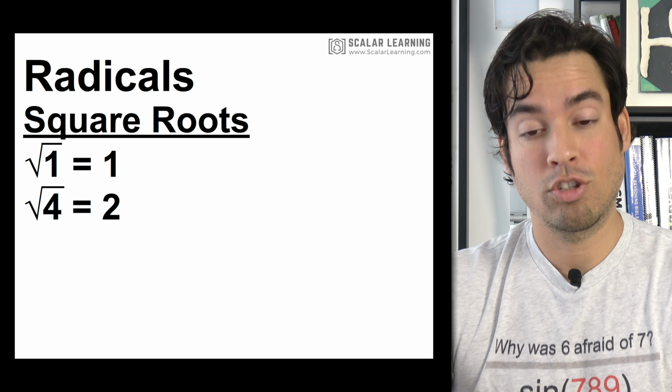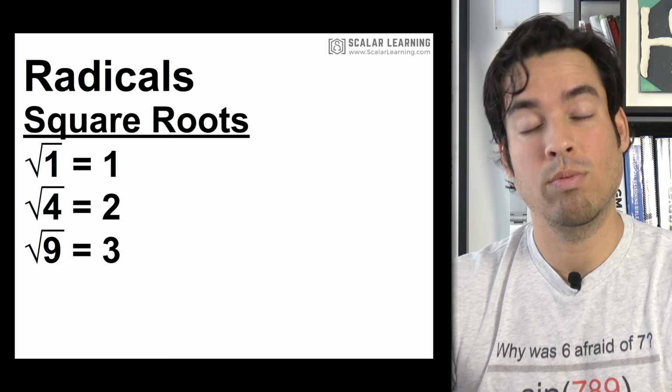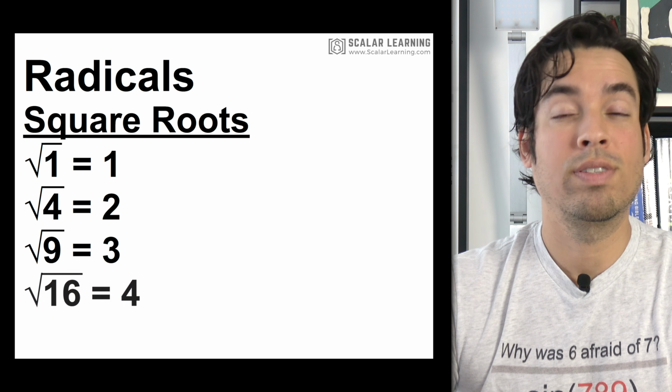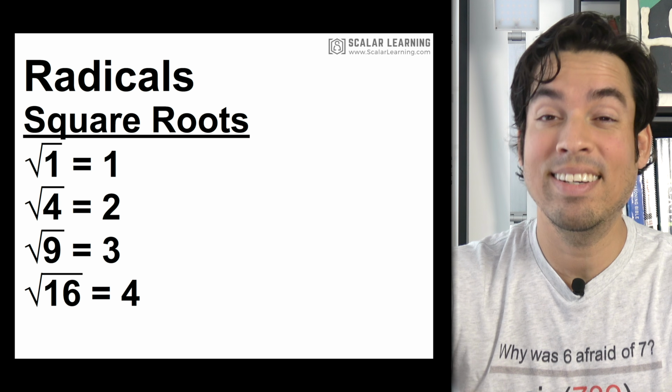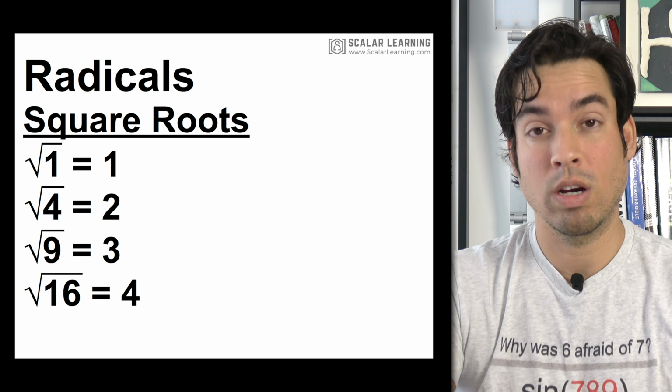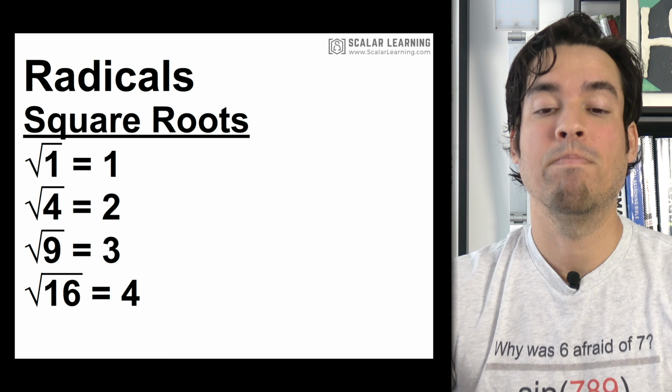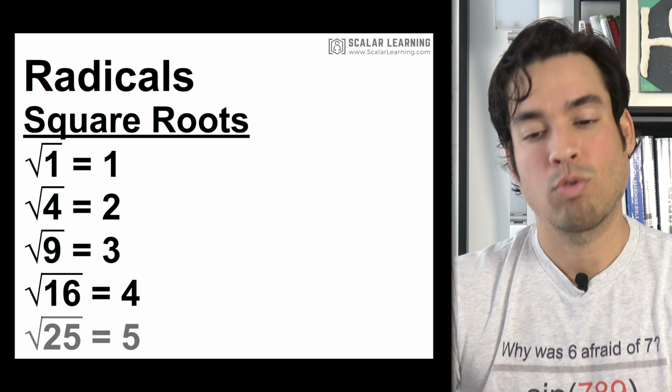Square root of 4 is 2. Square root of 9 is 3, right? 3 times 3 equals 9. Square root of 16 is 4. Now notice I'm kind of skipping 10, 11, 12, 13, 14, 15 because they don't have nice perfect squares. They do have square roots, but they are irrational numbers. Square root of 25 is 5.